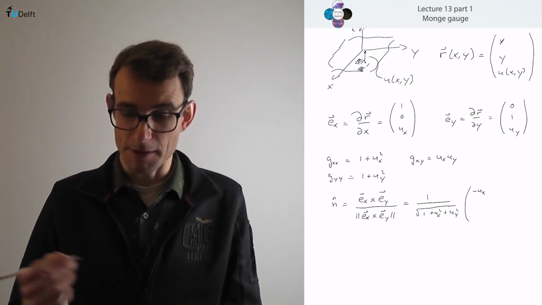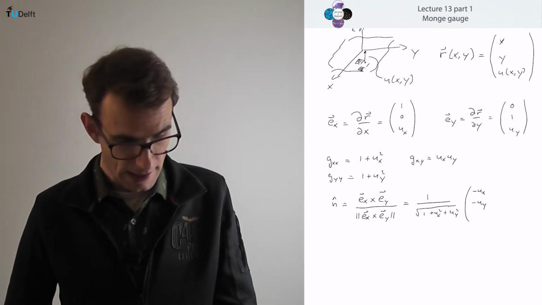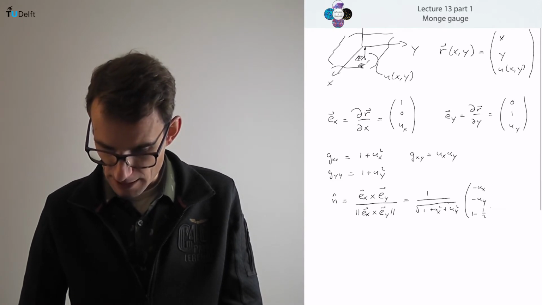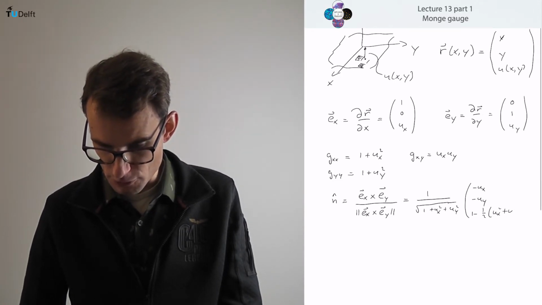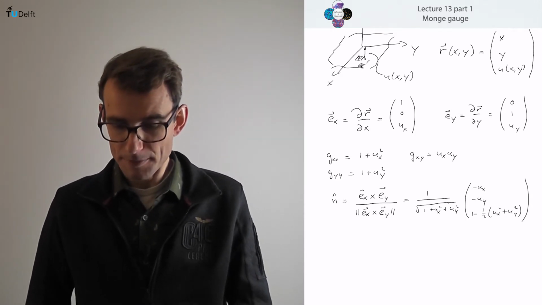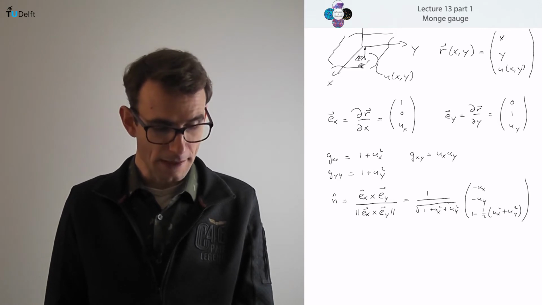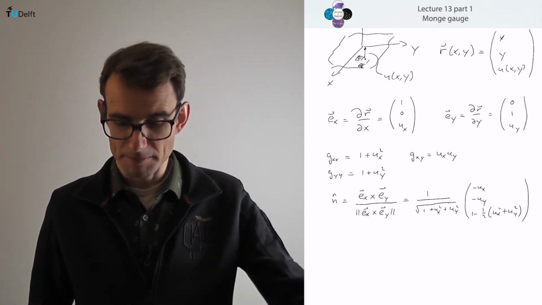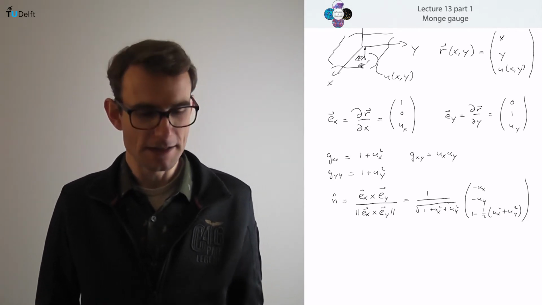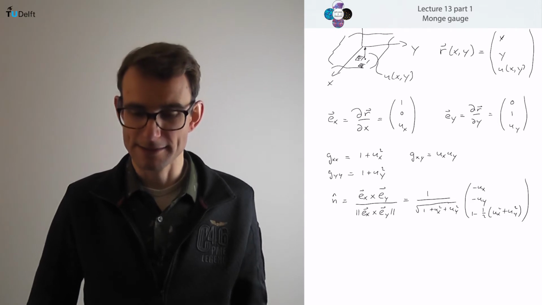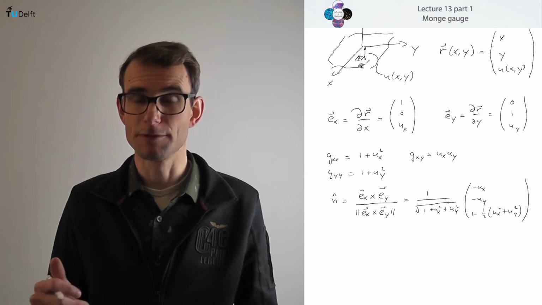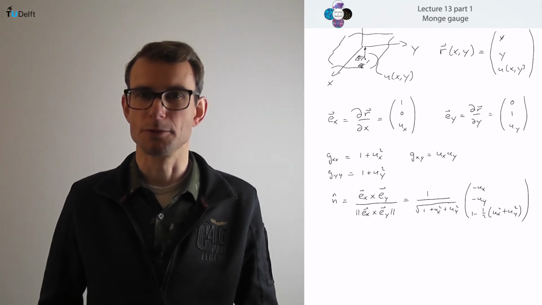0 times ux minus 1 times uy is minus uy. And then we have 1 minus, and now we have an extended term, a half ux square plus uy square. All right, so we have a normal. Now this normal vector is a rather complicated nonlinear expression, and at some point we will linearize it, meaning that we will look at an expansion in terms of the magnitude of u and its derivatives, and keep only terms up to a certain order.